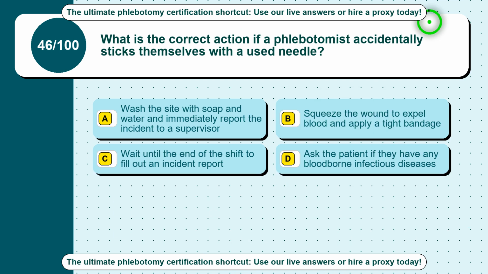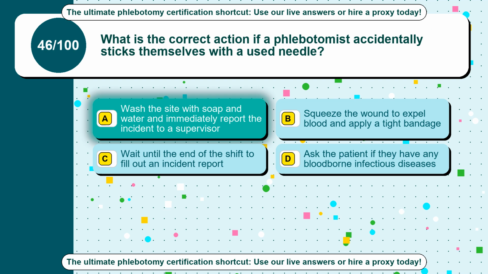Question 46. What is the correct action if a phlebotomist accidentally sticks themselves with a used needle? Option A. Wash the site with soap and water and immediately report the incident to a supervisor. Option B. Squeeze the wound to expel blood and apply a tight bandage. Option C. Wait until the end of the shift to fill out an incident report. Option D. Ask the patient if they have any blood-borne infectious diseases.